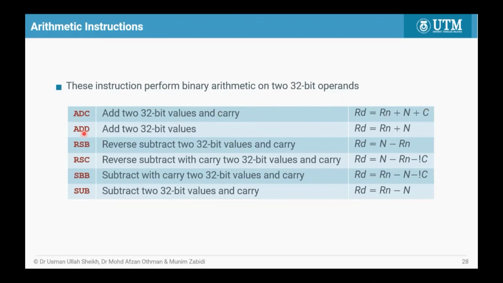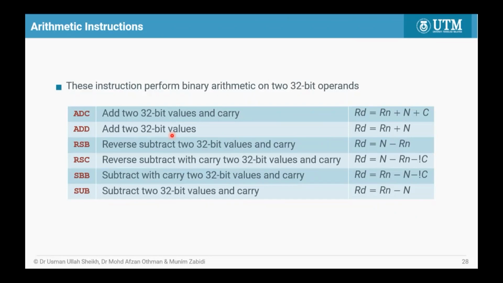ADD is to add two 32-bit values. So Rd equals Rn plus N, where N is your Rm actually. And RSB is a reverse subtract of 32-bit values. This is the operation: Rd equals N minus Rn. And RSC is a reverse subtract with carry of 32-bit values. So this is what happens: N minus Rn minus the carry.